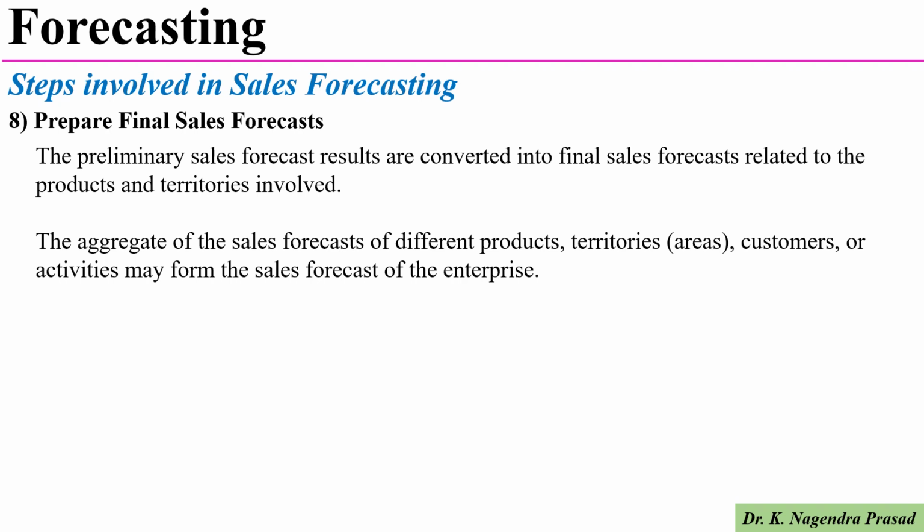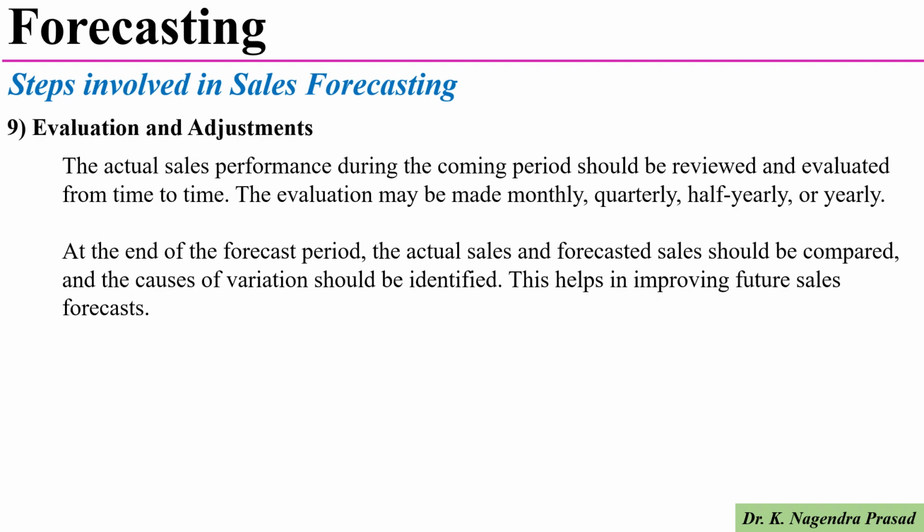And the next step is to prepare the final sales forecast. The preliminary sales forecast results are converted into the final sales forecast related to the products and territories involved. The aggregate of the sales forecasts of different products, areas, customers or activities may form the sales forecast of the enterprise. And the last one is evaluation and adjustments. The actual sales performance during the coming period should be reviewed and evaluated from time to time.